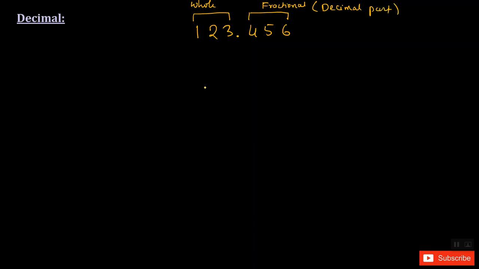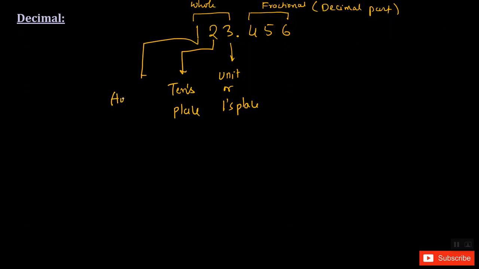Now if I want to know what the place value of each number is, let me start from this side. This number is called the ones place or units place. This number, we say, is at the tens place, and this number here is at the hundreds place. This is the place value.